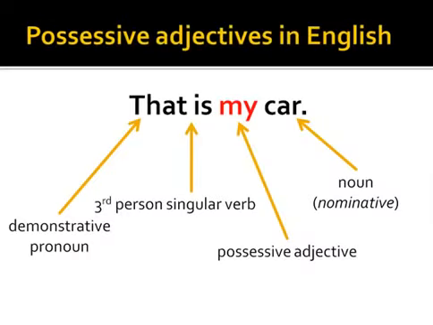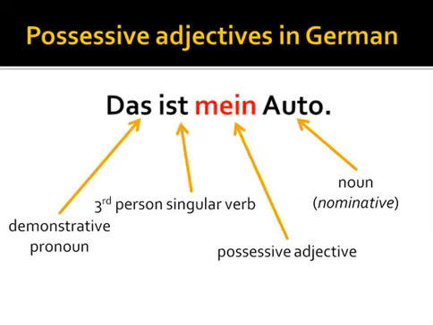A possessive adjective in English is what you see on your screen, my, as in that is my car. Just as a way to review, we have a demonstrative pronoun, that. The verb is in the third person singular. We have a form of sein, which means that the noun that the verb modifies, or the noun that is used in connection with the verb, is going to be in the nominative case. Now, let's take a look at the same sentence in German.